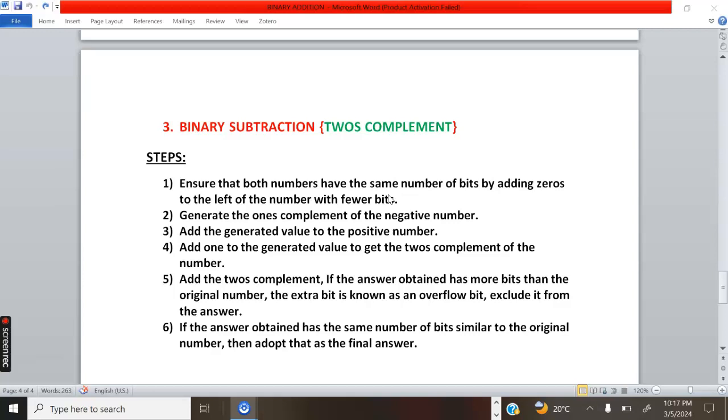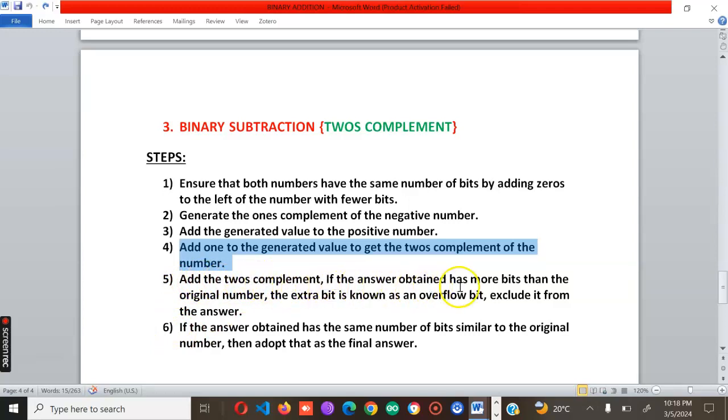Step 2, you generate a one's complement for the negative number. Then you add the generated value to the positive number. Then step number 4, you add 1 to the generated value to get the two's complement. You add 1 to the generated value, because that's the most important part. Then you add the two's complement.